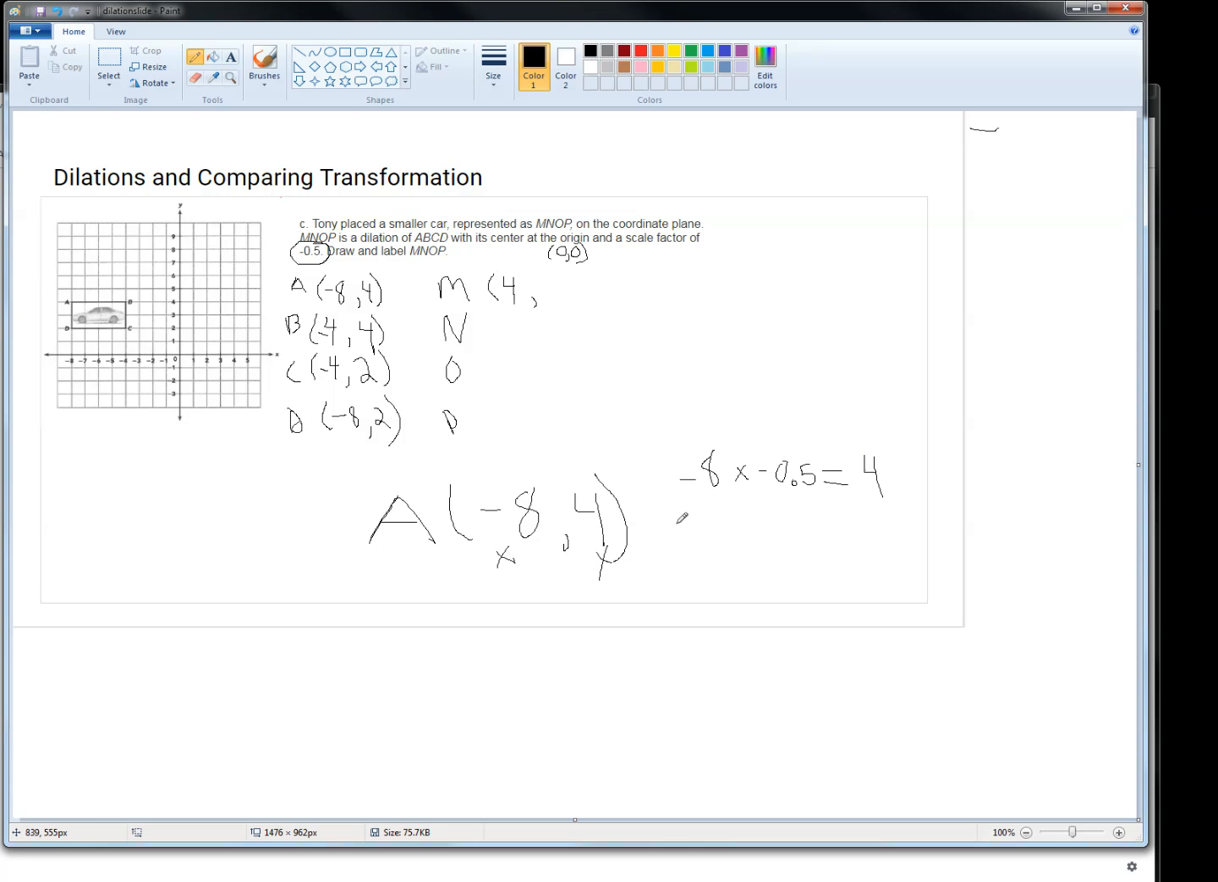Now the y value. The y value for A was 4. We multiply that by the scale factor of negative 0.5, and we get a value of negative 2. We are going to plot that point on the graph, and we're going to label it. So we go over 4 and down 2 to get our point M.